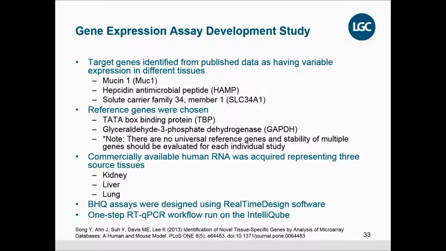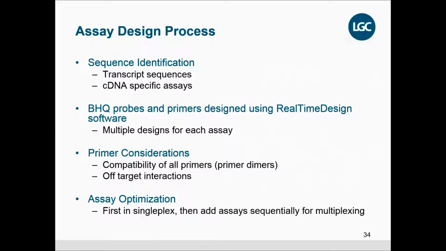And in the absence of having a large pool of samples to choose from, we purchased commercially available human RNA from multiple source tissues, and designed BHQ assays with the real-time design software. And we decided to use a one-step RT-PCR workflow on the IntelliQube, although both a one-step and two-step process would work.